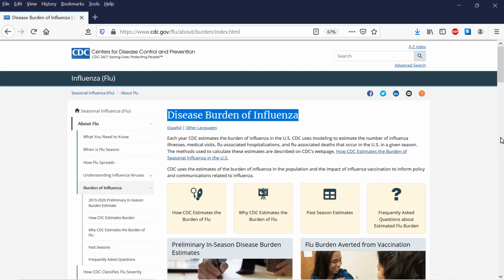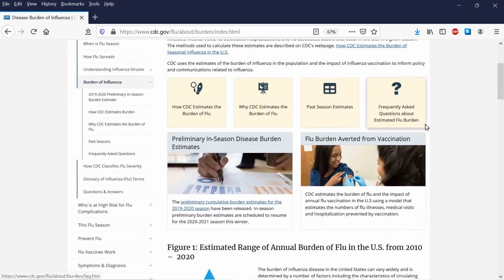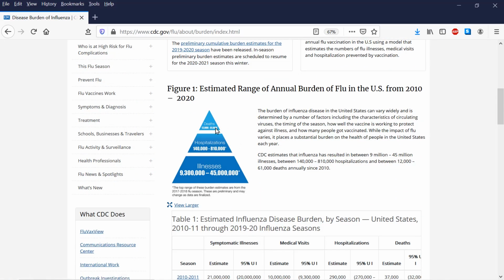This is the Centers for Disease Control's Disease Burden of Influenza webpage on November 1st, 2020. Now, this is where I get the graphics and information from about the missing error bars on the flu death numbers reported in the media. So this is the graphic that I showed. Estimated range of annual burden of flu in the U.S. from 2010 to 2020. And most important is deaths. Here they give a range of 12,000 to 61,000. So there's actually a large error in their estimate.